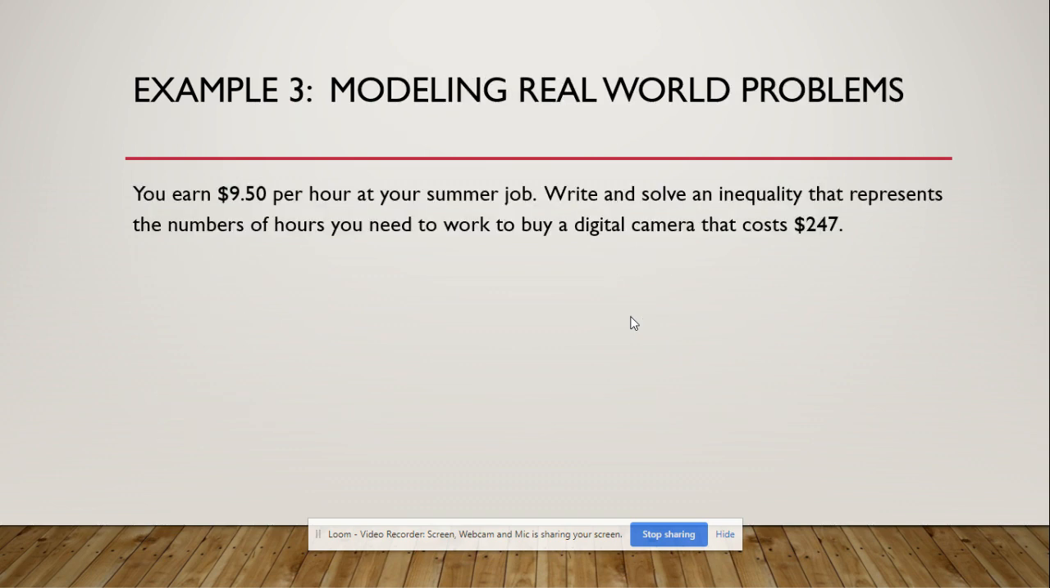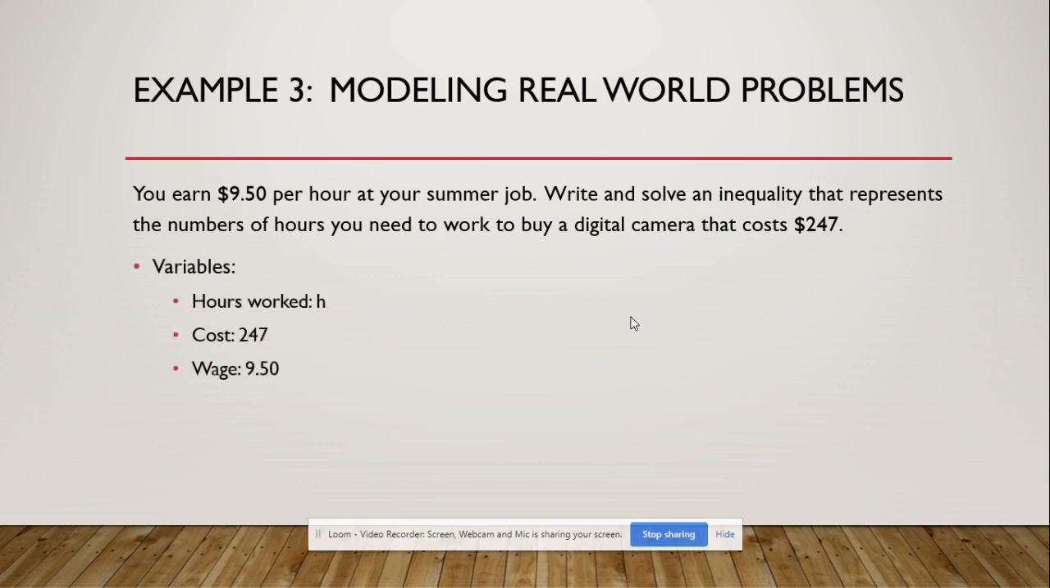All right, let's see how this could work in a real-world context. You earn $9.50 per hour at your summer job. We want you to write and solve an inequality that represents the number of hours you need to work to buy a digital camera that costs $247. The first thing we want to focus in on are the variables and all of the factors of this.